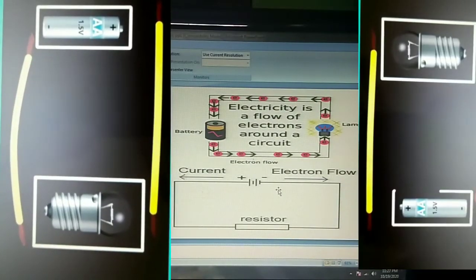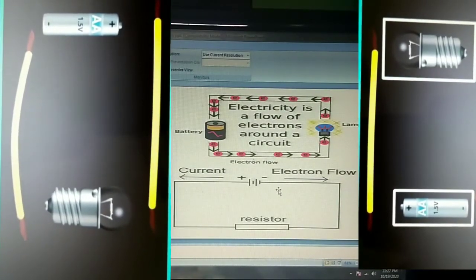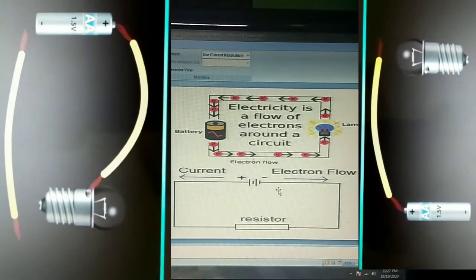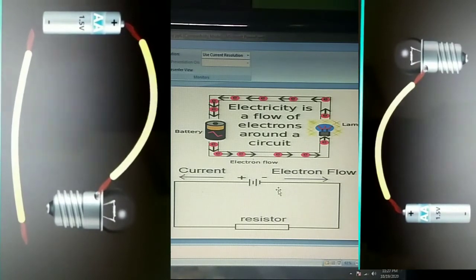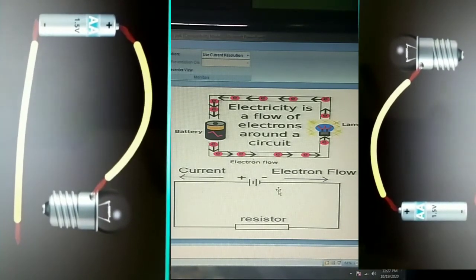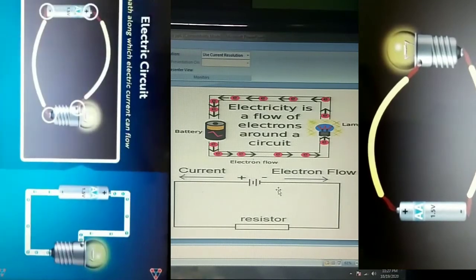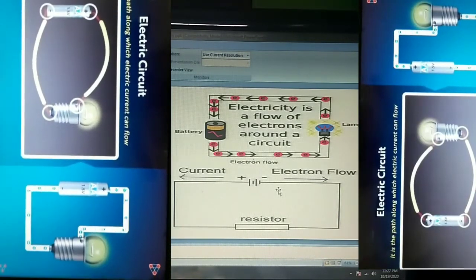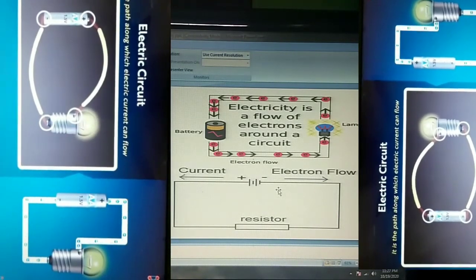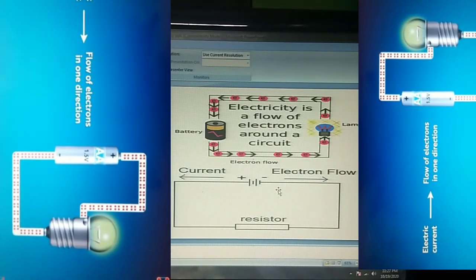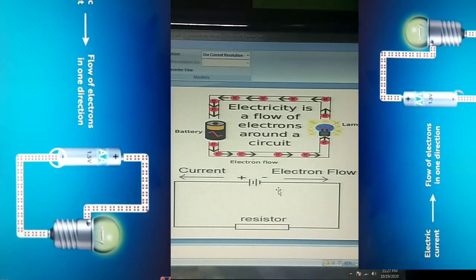Electricity is a flow of charges or electrons around a circuit. A circuit consists of basically three things. One is the source, that is a battery. Another one is the electrical appliance or load or device, that is a bulb, and a conductor, that is a wire.